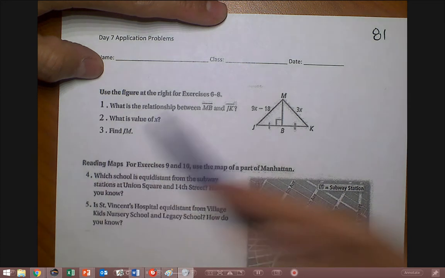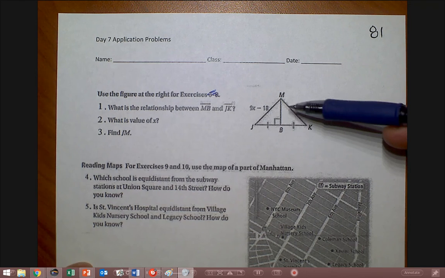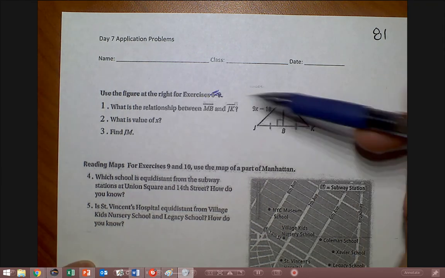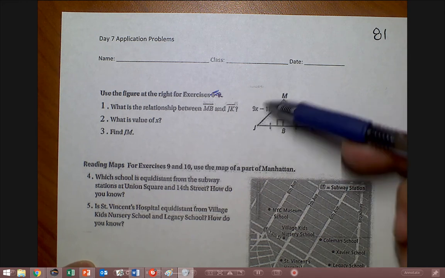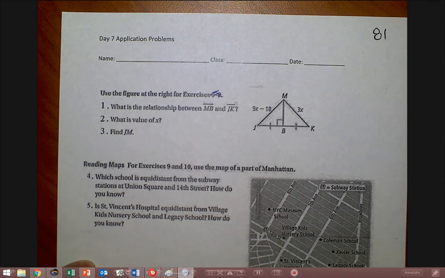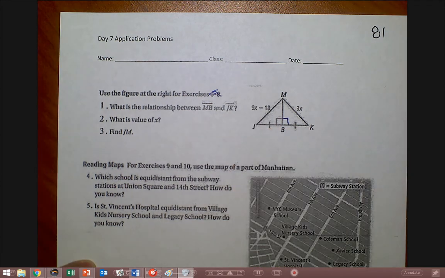They got renumbered, so forget that part. Right here, I'm going to look at this. What is the relationship between MB and JK? But before I do that, I need to start talking about the different parts of these two triangles. What's on here that is not labeled yet? Look at the diagram. The other right triangle. Very good. So the other side. Good job.